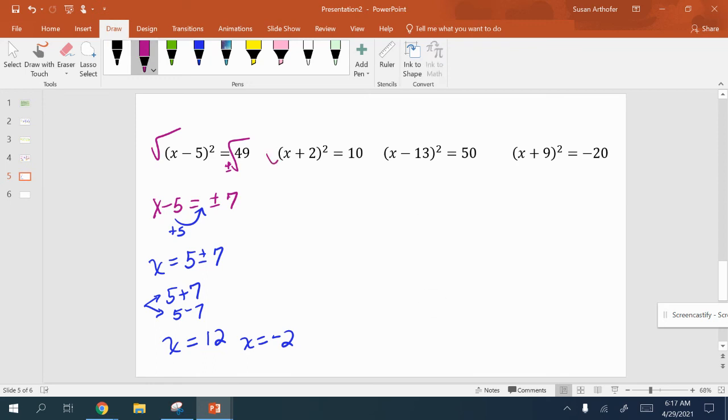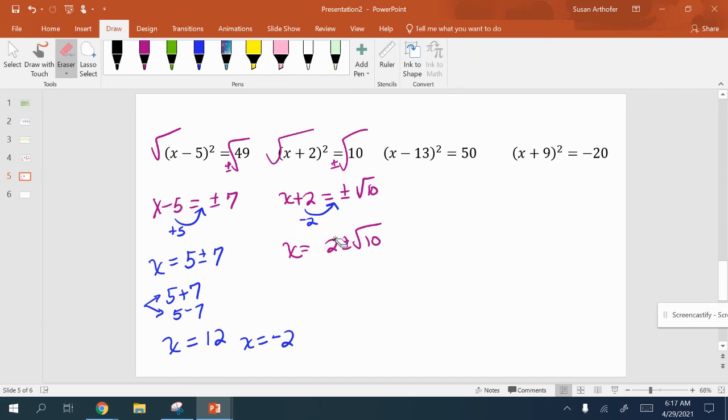Next one. Square root both sides, add plus or minus. X plus 2 equals plus or minus square root 10. Pop the 2 over, I'd be subtracting it. So x equals negative 2 plus or minus square root 10. Final answer, I cannot reduce square root 10. We talked about that in class. You can't break down 10, you guys. Square root of 10 is just square root of 10 because there's no pairs in there. It's 5 and 2. There's nothing that matches.